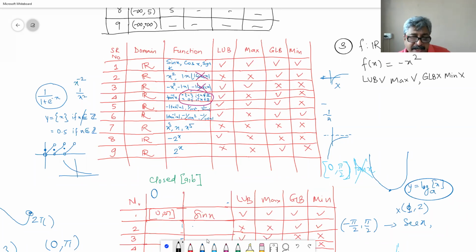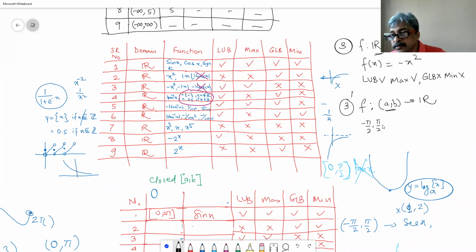Now in 3 of the second table, I have asked you to have open interval. Now 3', let us say second table, function should be from A comma B to R. And the final properties of the function exactly the same. Okay, so now if I could search a function which will take me from open interval, say for example, minus pi by 2 to pi by 2, open interval, and it will take all the values.